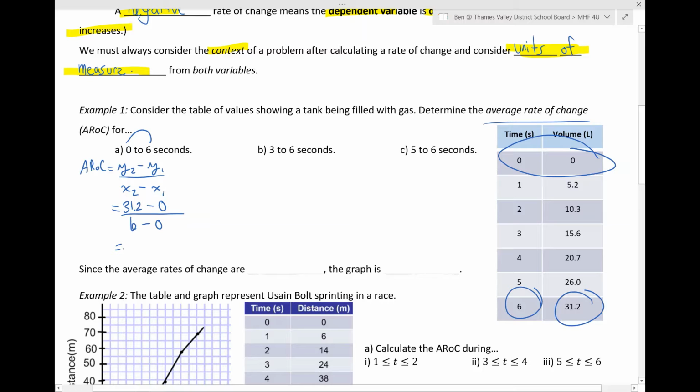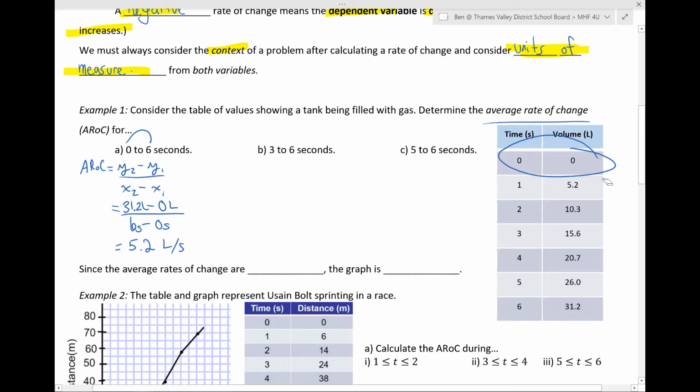We can throw that into our calculators here. 31.2 divided by 6, 5.2. And then we need the units. So these units would be whatever was on top, and in this case it was liters, right? So we had 31.2 liters minus 0 liters, and 6 seconds on the bottom minus 0 seconds. So our final units are liters divided by seconds. Liters per second, we say.